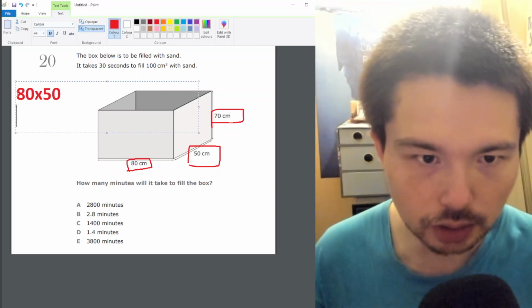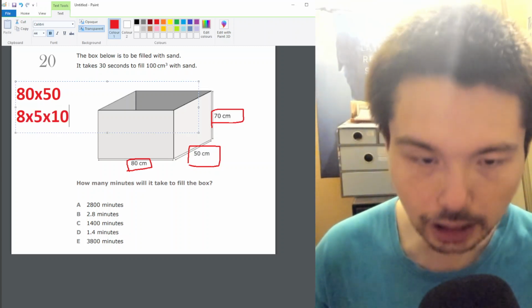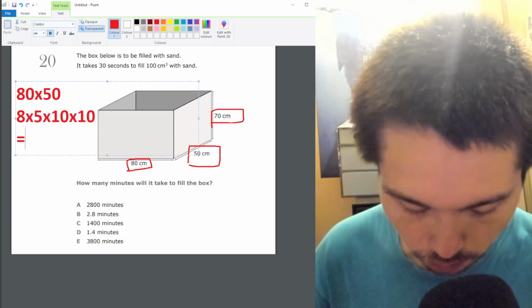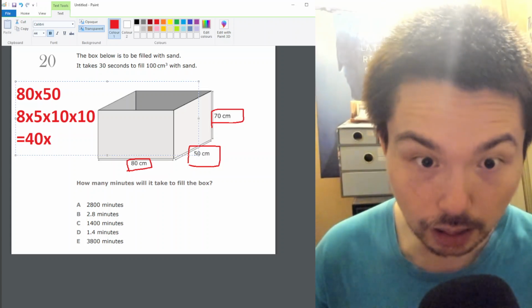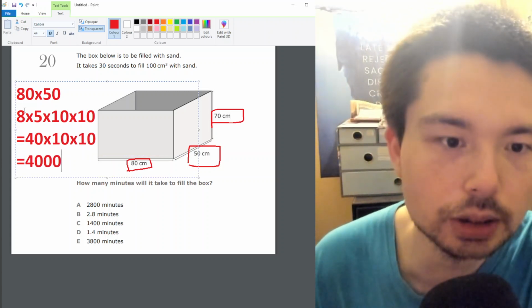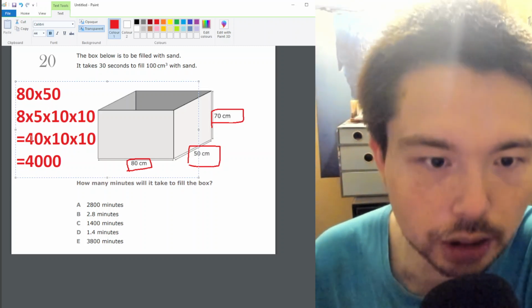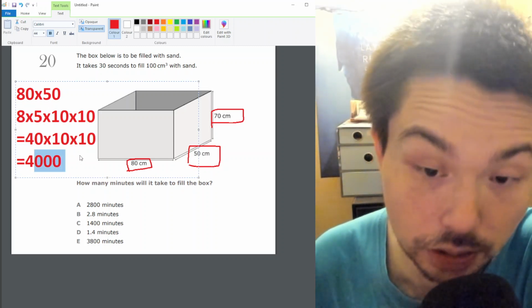80 times 50 is what? Well, think of it like 8 times 5. Then you times by 10 and then times 10. Okay, what's that? Well, it's like 40 times 10 times 10, which is 4,000. Why has William written it like this? Because 8 times 5 is 40. The 10s are still there. Treat it like 4 and then 3 zeros there.